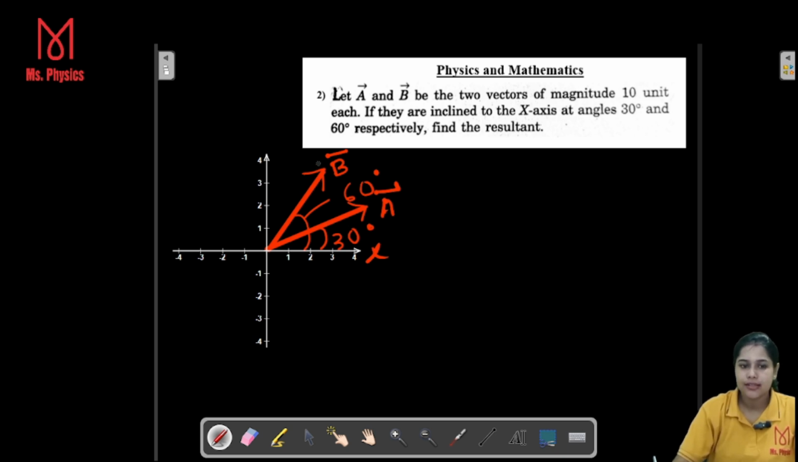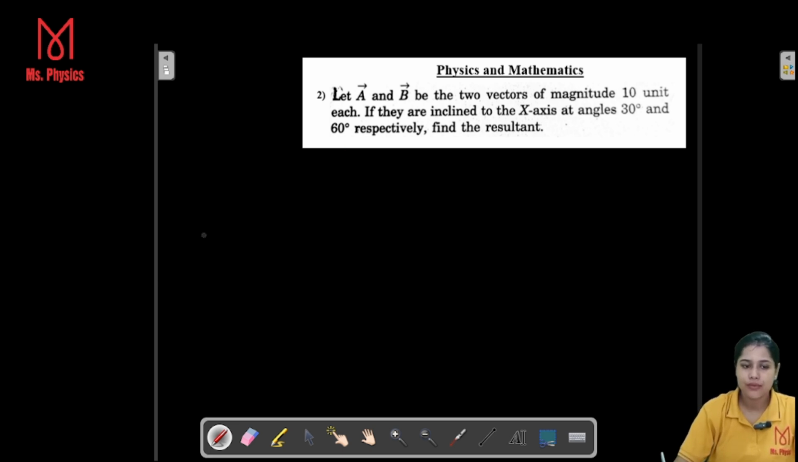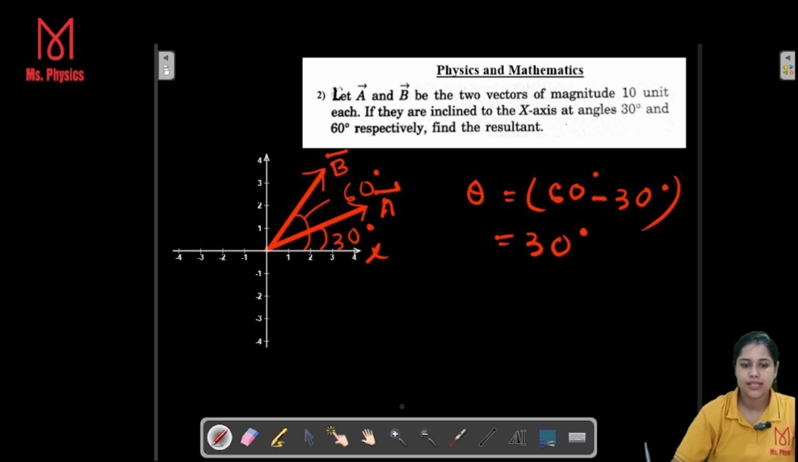Now if A and B vectors are here, what would be the angle between them? The angle theta would obviously be 60 degrees minus 30, which is equal to 30 degrees. Again you have to find the resultant, that means magnitude and direction, both you have to calculate. So the formula we know. Before that, let me just draw the resultant. Obviously the resultant would be in between them. So this is that resultant vector. Suppose I am giving it the name R again.